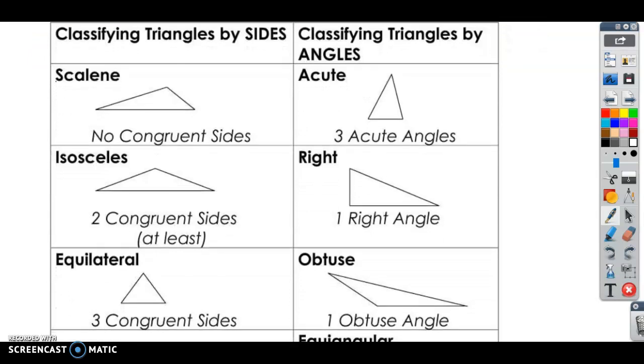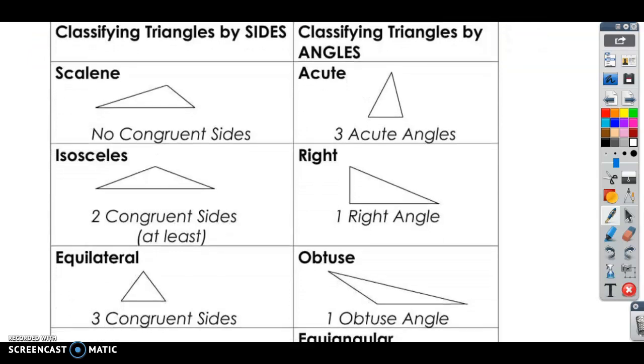So a scalene triangle is a triangle that has no congruent sides. And the way we show that is by putting a different, oh gosh, my pen is white and that's not going to work. How about we try blue? Okay, we put one mark here, maybe two here, and three here, because that lets everybody know that all the measures of each of those sides are different.